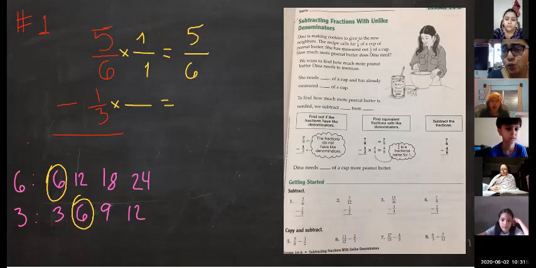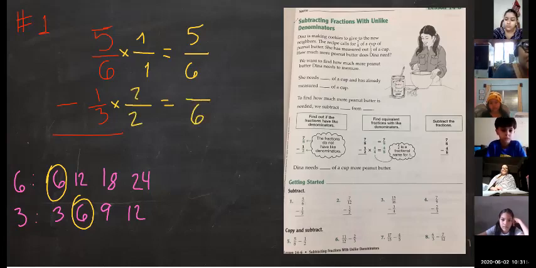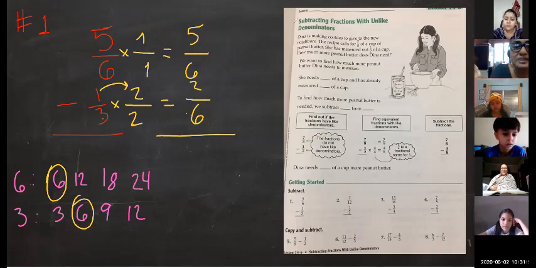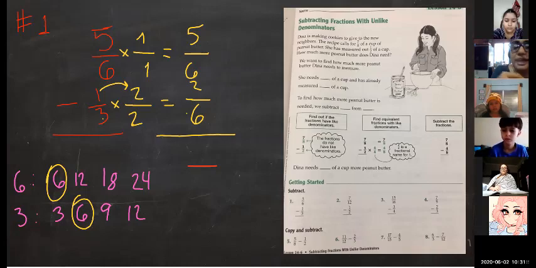By which number do I need to multiply? Oh, very good. By two. Three times two is six. One times two is two. That's my number that I need to subtract. Let's subtract. Five. Copy the denominator and let's subtract.